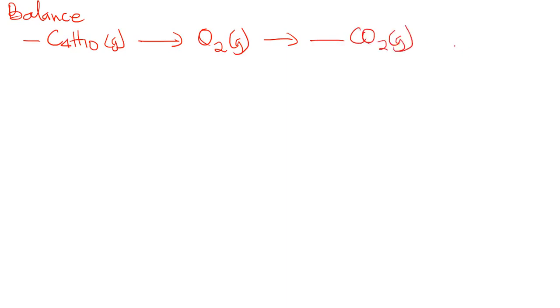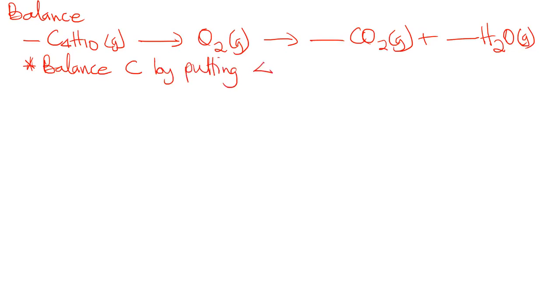So balance C4H10 gas, O2 gas, CO2 gas plus H2O gas. So the first thing is, as I said, you need to balance C. So we have 4 carbon here and 1 carbon here. So balance C by putting 4 in front of CO2. So I'm gonna put 4 here.